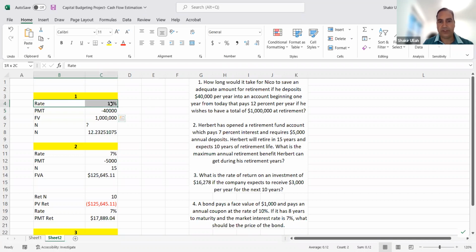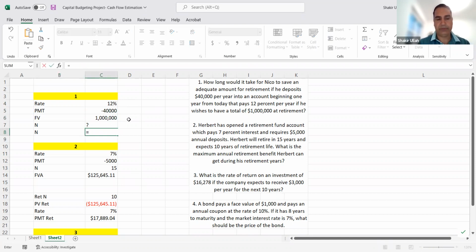So that 12% is noted here in our variables. And we wish to make this 1 million at a future date. So our future value is 1 million. So how long will this take for us to make it into 1 million? We want to calculate the number of years that it will take. Now, the way we are going to do this in Excel is, if you remember, we have a formula, and that is what I explained in the previous video as well.